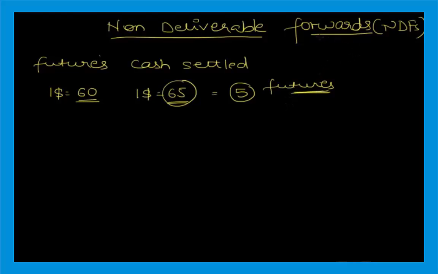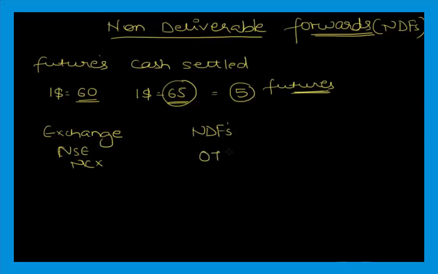Then why is it called a non-deliverable forwards contract? It's called a forward contract because unlike a futures contract, which is exchange traded, so futures is traded on an exchange like we learned, the NSE, MCX over here in India, non-deliverable forward contracts or NDFs are traded over the counter, like the forwards contract were traded with a bank. That's the major difference, which is why this is called a non-deliverable forward, because it is over the counter traded.